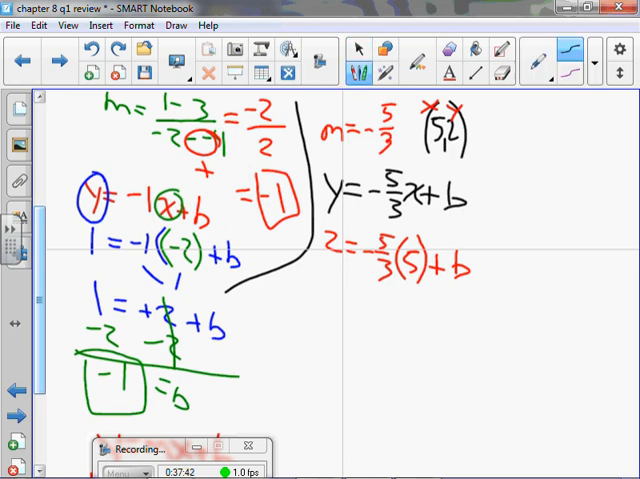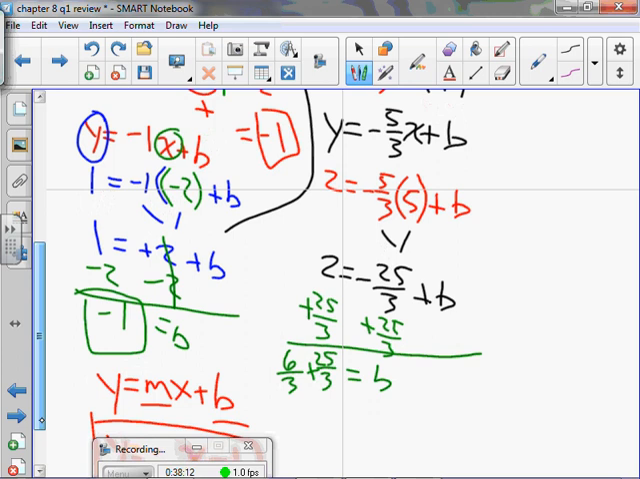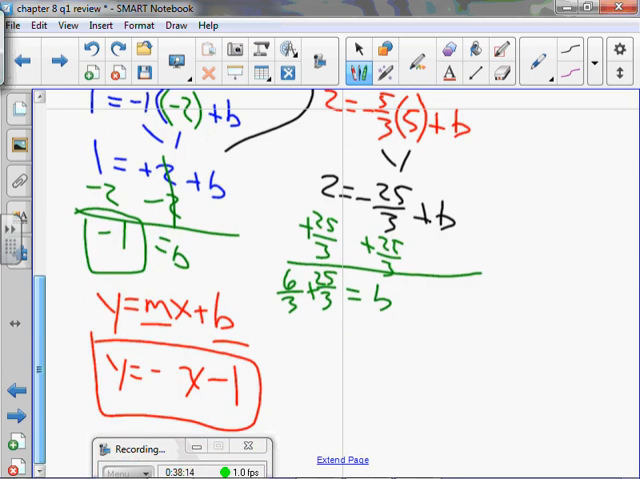There's no simplification I can do here. So 2 is equal to negative 25 over 3 plus b. And then I just add 25 thirds to both sides. 2 written as thirds is 6 thirds, plus 25 thirds is equal to b. And so I get 6 plus 25 is 31 thirds equals b.